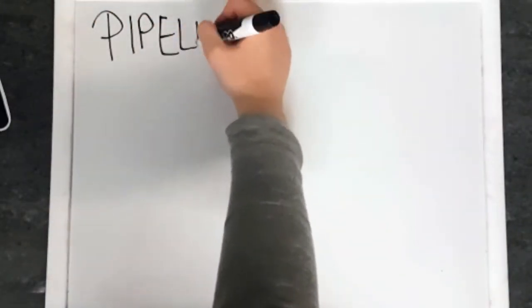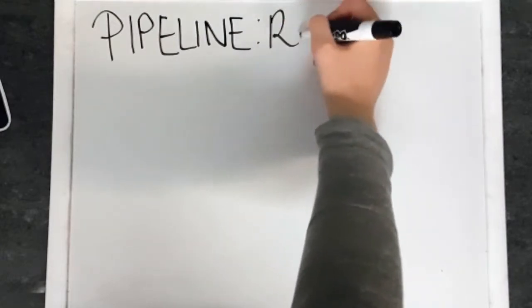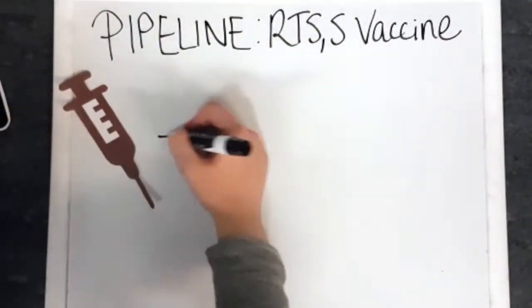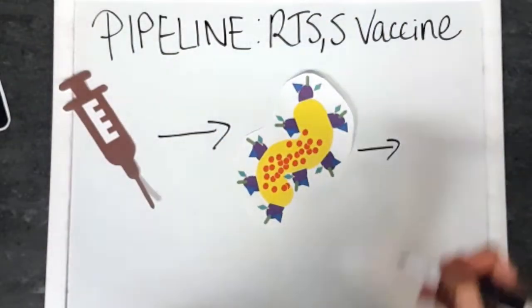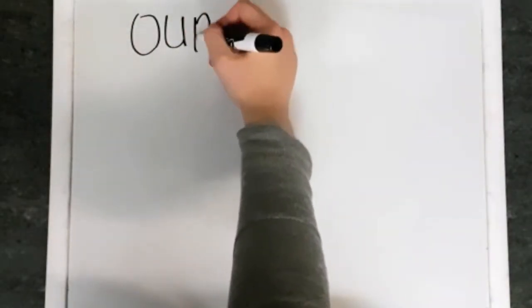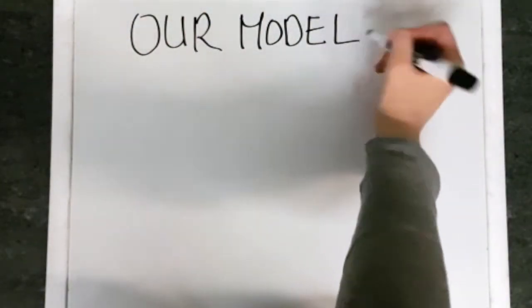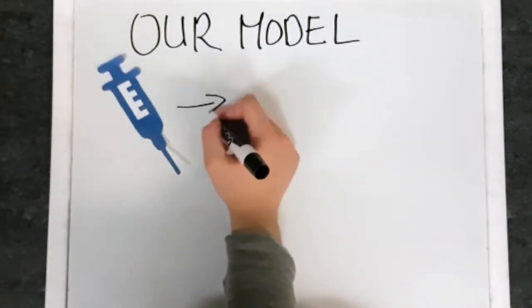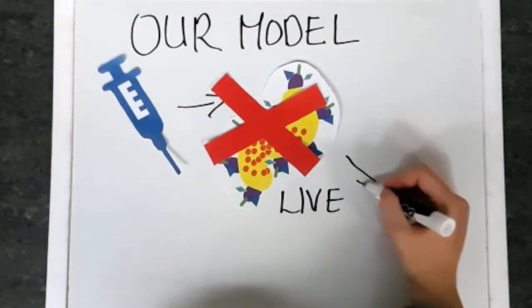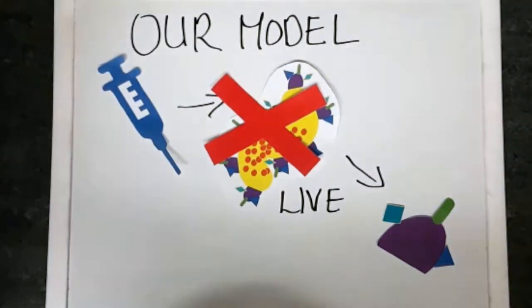Pipeline vaccines. RTS,S is the only pipeline vaccine that has gotten to phase 3 of the clinical trial. It is done by inserting a live attenuated parasite into the human. Our model is more advantageous because we are using a gene encoding for the antigen, thereby minimizing the risk of introducing a live parasite, since live parasites are capable of reverting to a virulent parasite form.